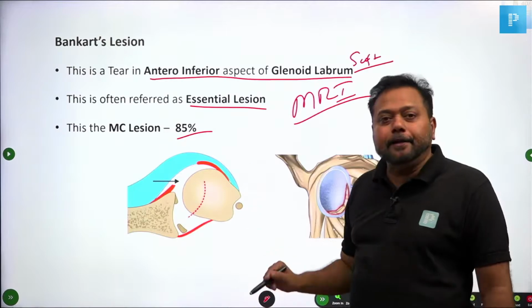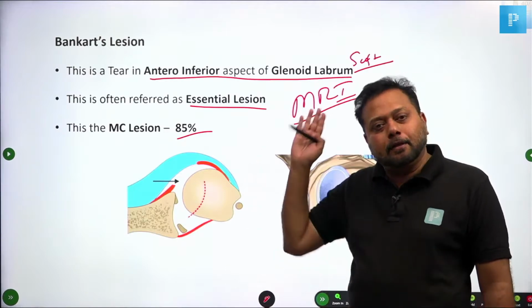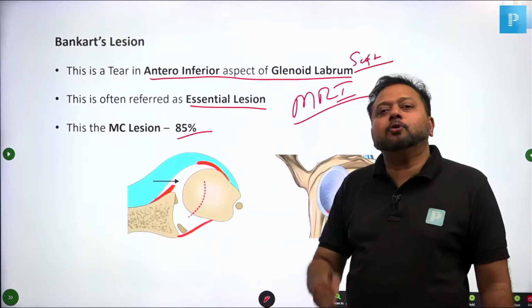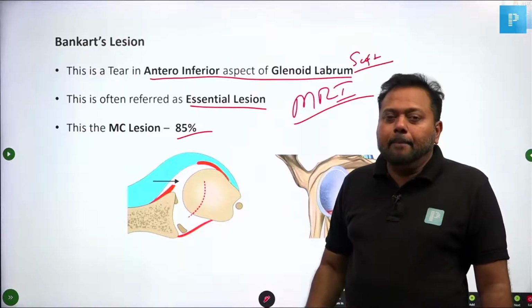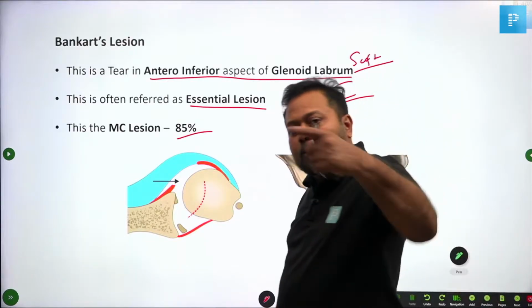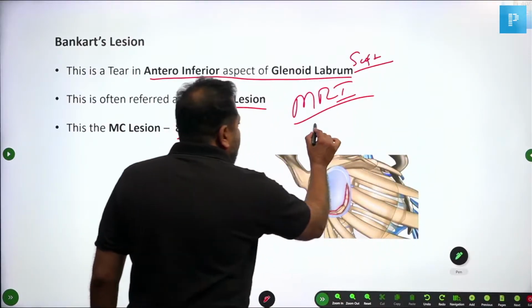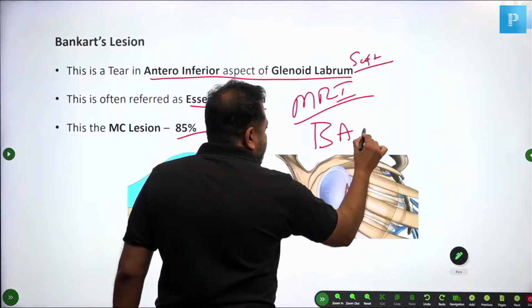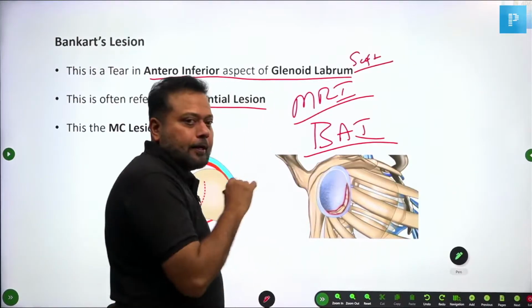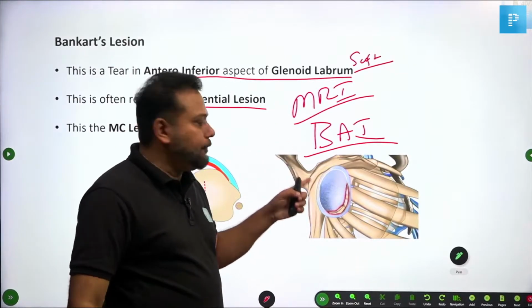Very commonly it is happening. Among the three, this is the most common, and it can be diagnosed only by MRI: Bankhart's. Bankhart's antero-inferior. The mnemonic which I used to teach in our main recording is BAI. It's a mnemonic: Bankhart's antero-inferior.